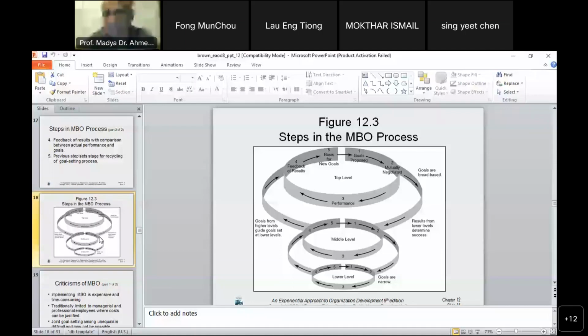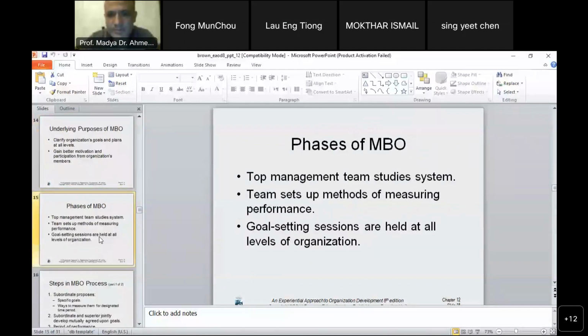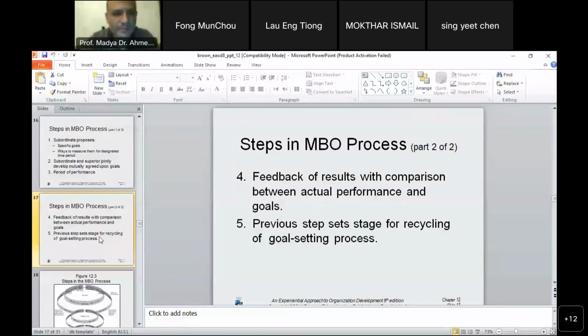MBO is not always effective, and there are so many criticisms of MBO. Can you think of a few criticisms? MBO is simply, again, working together on mutually agreed goals, setting those goals, performing, measuring the performance, and comparing the results. What are the problems with MBO? There are so many criticisms. Can you think of some?